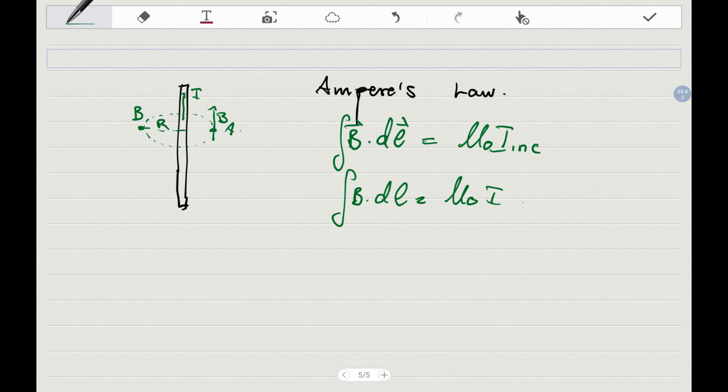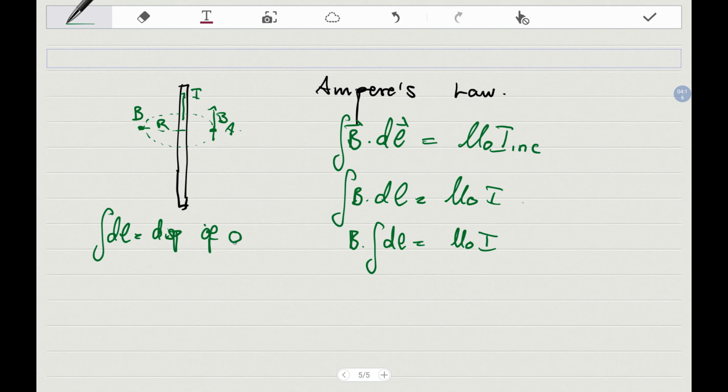After that, what are you going to do? B is constant, so you take it out, then you're left with the integral of dl equals mu naught I. The integral of dl is the distance from point A, as I told you, going around and coming back. So that's the circumference of the circle. What's the circumference of a circle, guys? You know that it's 2 pi r, so B times 2 pi r is equal to mu naught I.